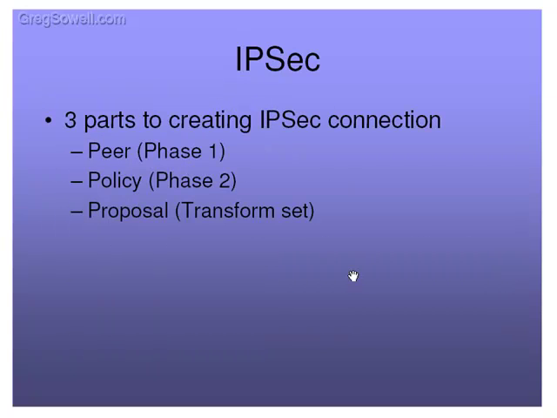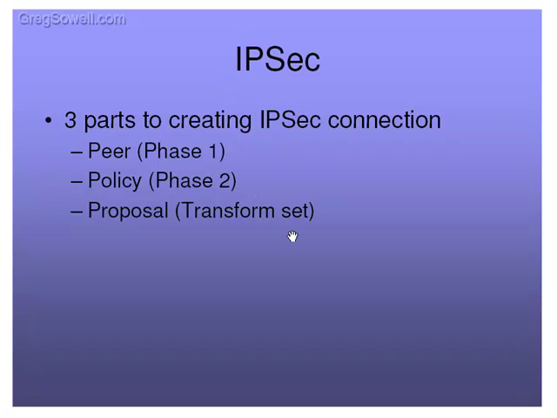So getting down into it a little bit more, there's 3 parts to creating an IPSec connection. Peer is going to be phase 1. Creating an IPSec connection is actually a 2-part process. In the phase 1 connection, they negotiate some encryption protocols to use to set up phase 2. So they'll do phase 1, an initial encrypted little session between the 2 devices, and then it'll negotiate phase 2, which is actually going to be your IPSec. It's going to be the completion of your IPSec.